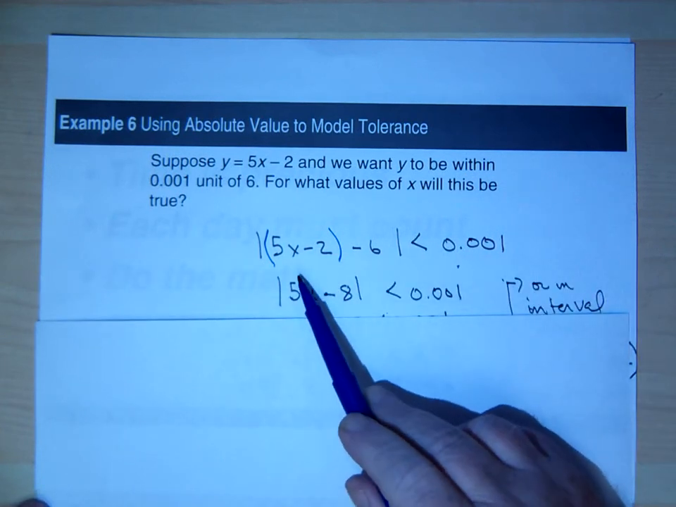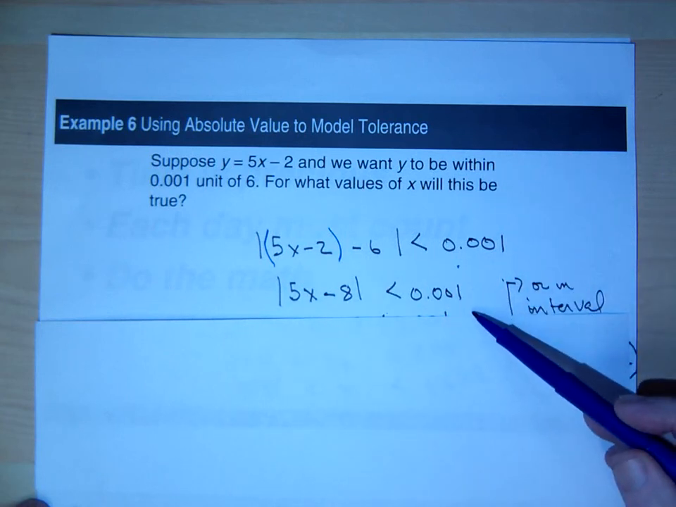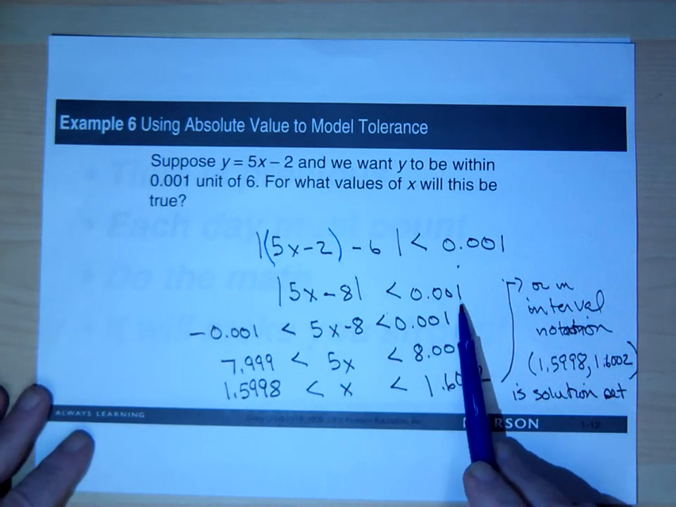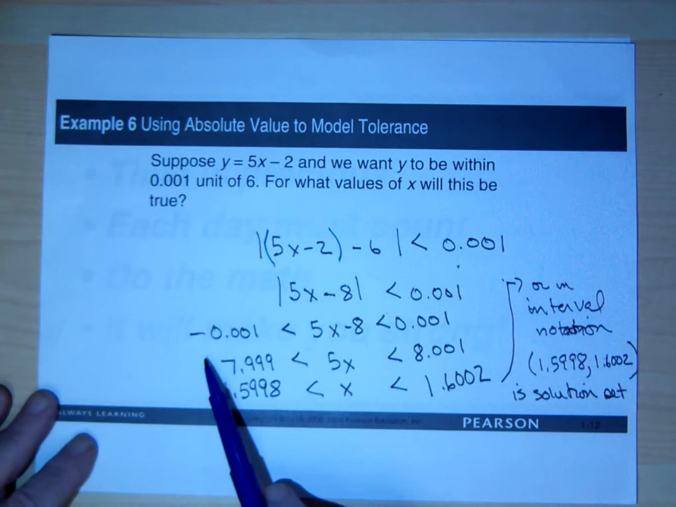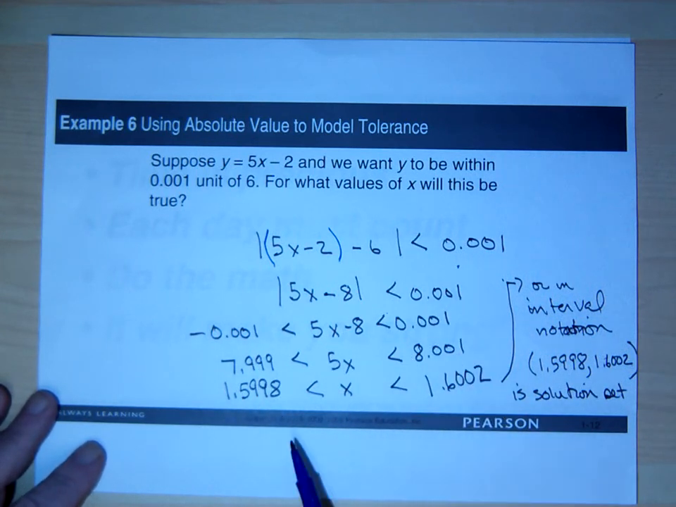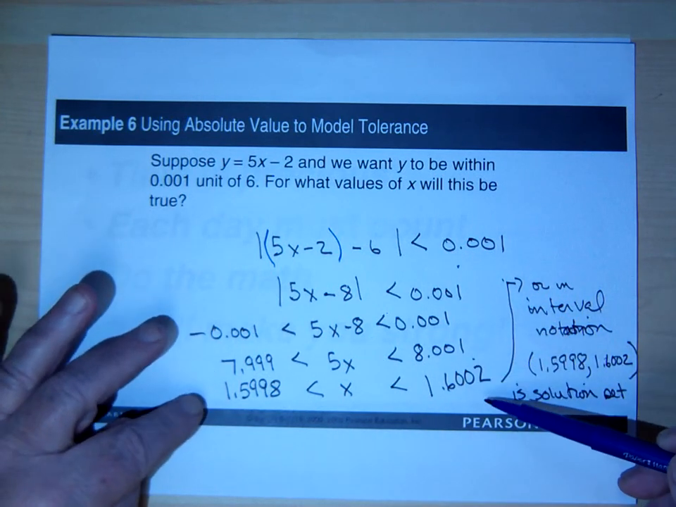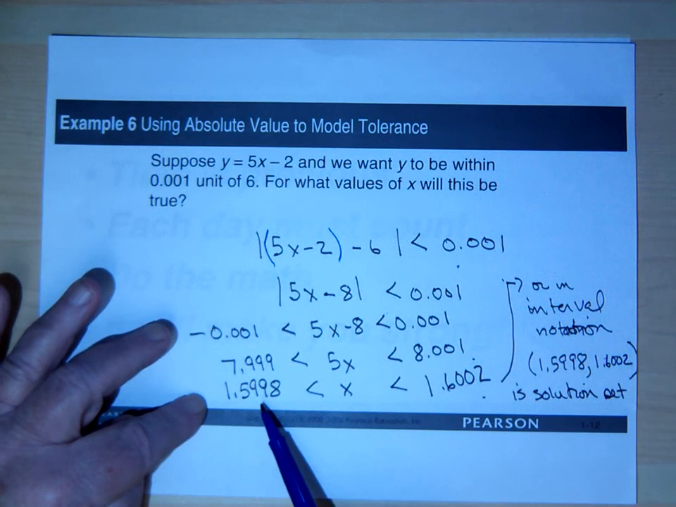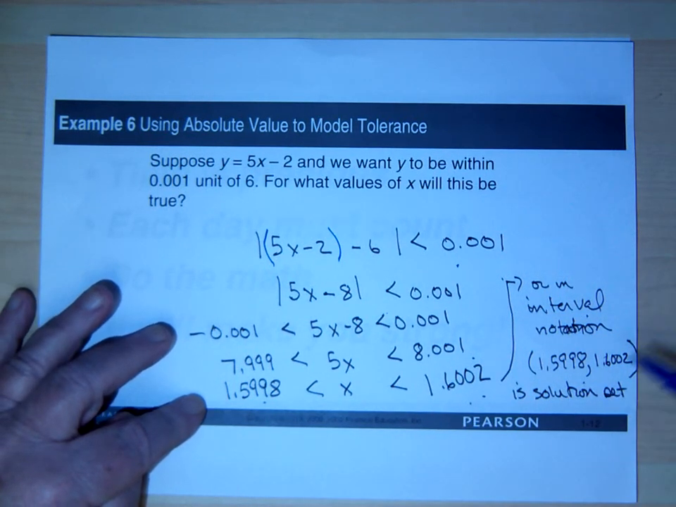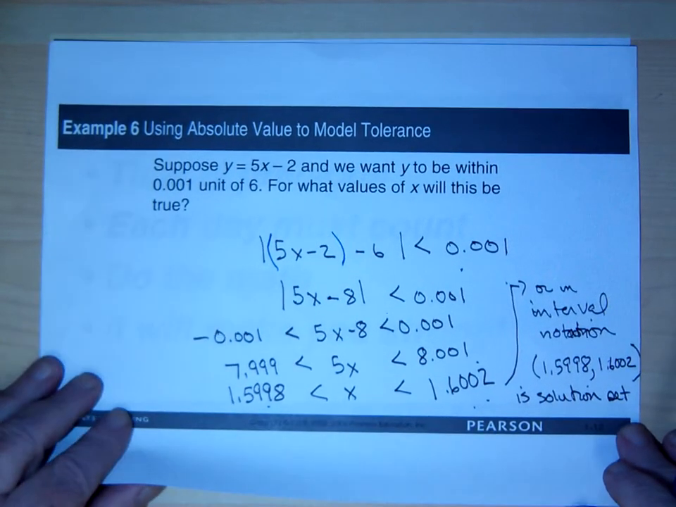This is going to be the absolute value of 5x minus 8, and that has to be less than 0.001. Now, here I have the absolute value being less than a number, so that means this expression is bigger than the negative of that number, and less than the positive of that number. So first I can add 8 everywhere, and then divide by 5, so I can conclude x is in between this number and that number, or in interval notation I'd have open intervals on both sides. That is the solution set. That's the end of the examples.